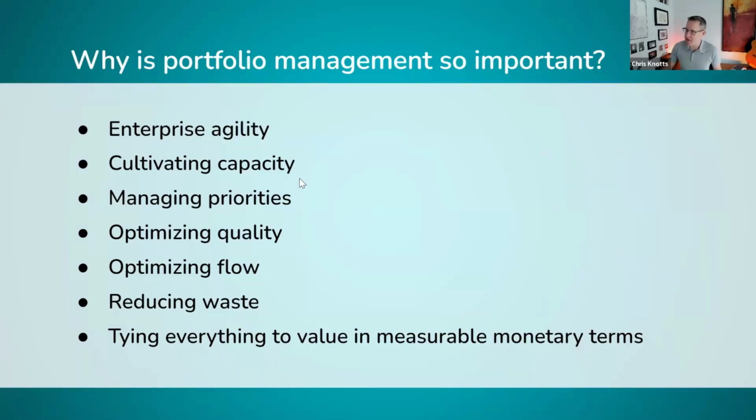Now, why is it so important to manage the portfolio level? Because ultimately, the portfolio is the key to both agility at the enterprise level, expanding capacity in ways that don't compete with each other, so they're all aligned. Most importantly, is probably managing the priorities, so we understand, hey, what's going to give us the ROI? We need to manage our priorities across the portfolio to that. It helps us optimize our quality, optimize our flow, spot and reduce waste, as I already talked about.